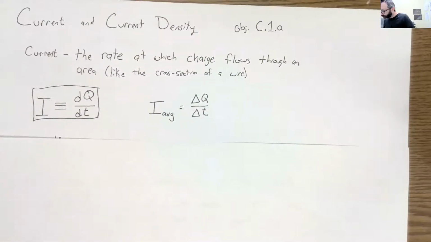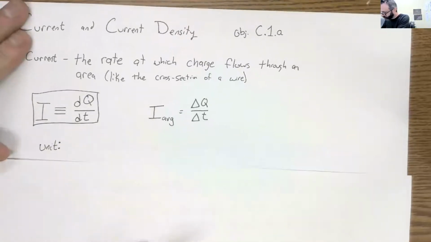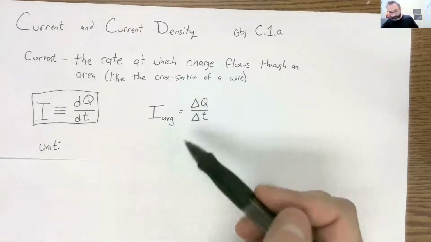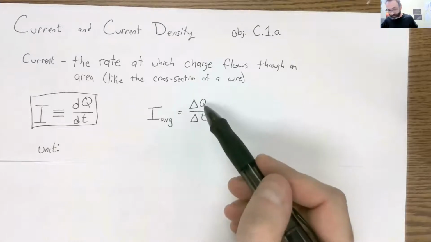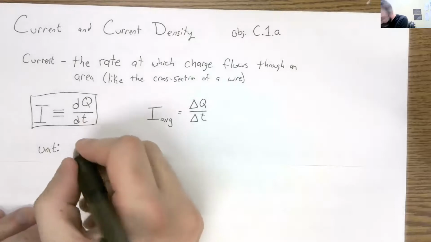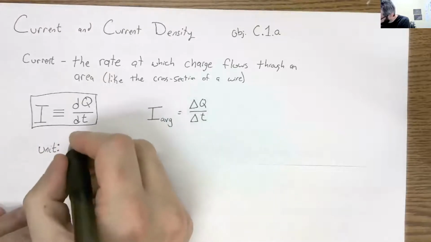What do you think, just looking at this, what would the unit be for current? Coulombs per second. Right, a coulomb per second. It's a charge divided by a time. So the SI unit for current is the coulomb per second, and we define a new unit. Anybody know what that is? Is it amps? Yeah, amps or amperes.